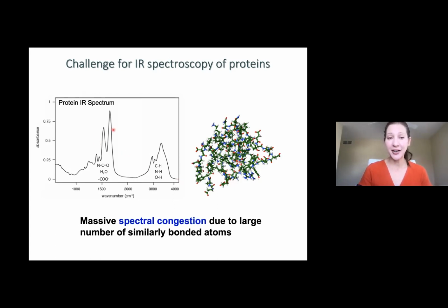Conventionally, the amide region here is most used for studying proteins with IR, but of course, that gives you secondary structure information, but it's more global. You can do some isotopic labeling, but by its nature, the amide bond is delocalized. So we've kind of avoided that.